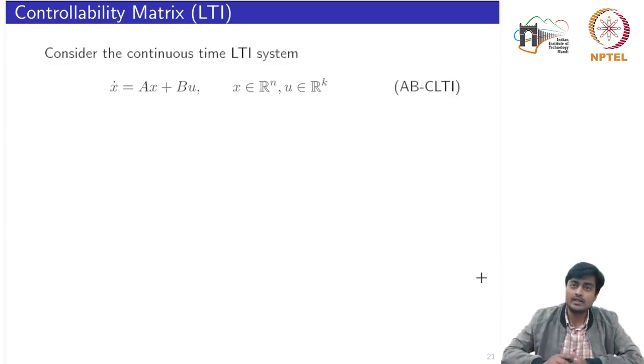So now we shall see the results for the LTI system. For the LTI system, as the title of the slide says, the controllability matrix. We are going to define a controllability matrix and construct some subspace out of that controllability matrix. Then we'll try to compute the reachable subspace and the controllable subspace.